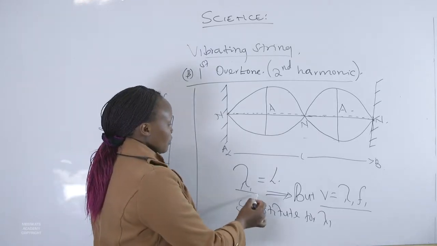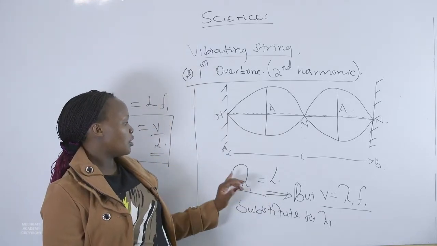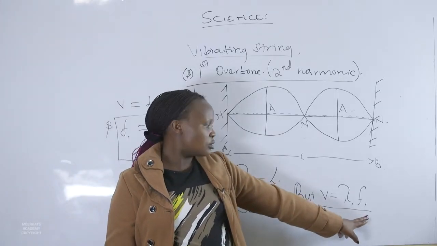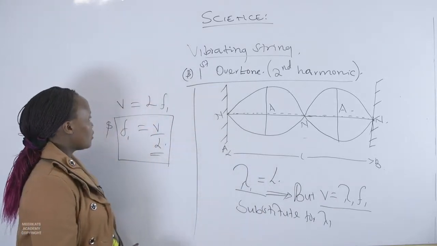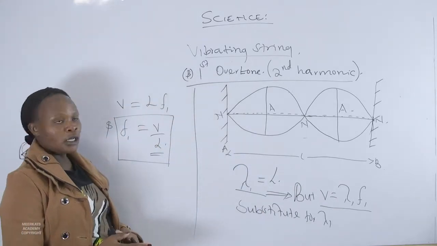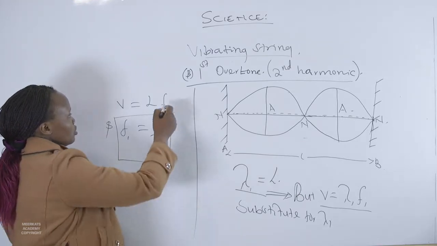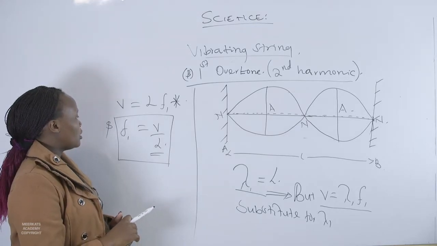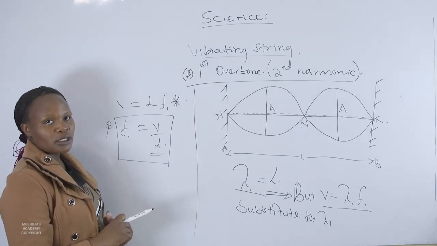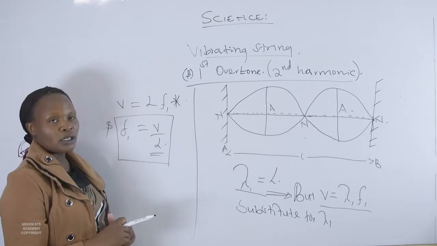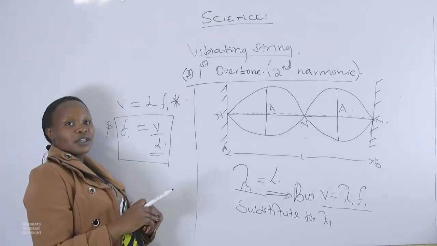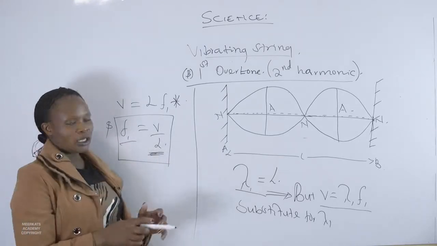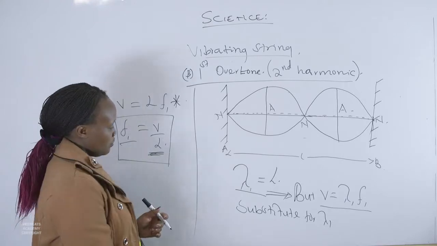Therefore, that becomes our first expression of the first wavelength, which we now incorporate in the relationship that we already know, substituting for the same so that we have an expression like this. But now we are interested in expressing our frequency as a function of wavelength and speed. That is why we made F the subject of the formula.